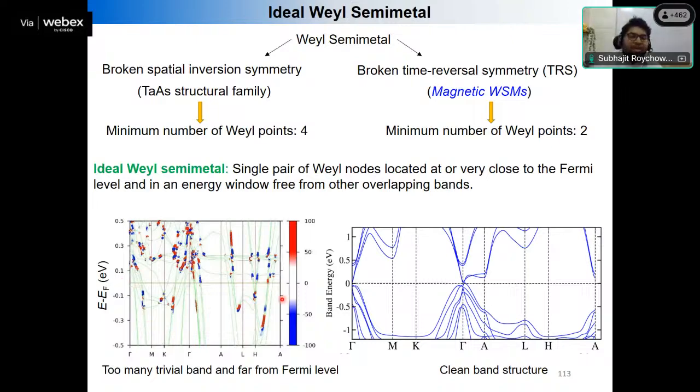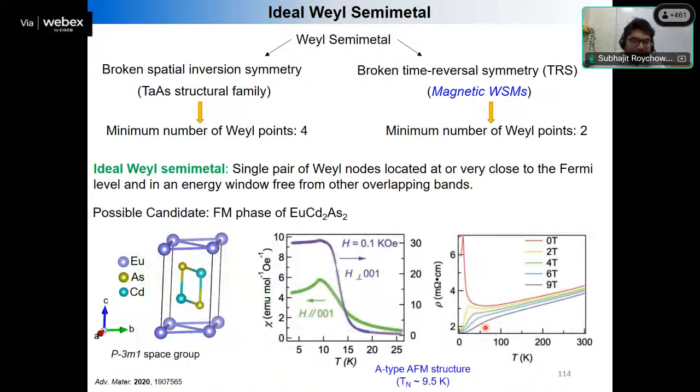Near the Fermi level, you have several crossings. So whatever property you are getting from your material, it is very hard to conclude that it is coming from the Weyl point. But if you look at the very clean band structure on the right side, you can see there is no other band crossing, no interference of other bands near the Fermi level. So that's why we call this system an ideal Weyl semimetal.